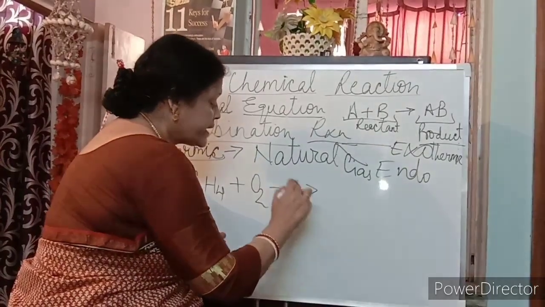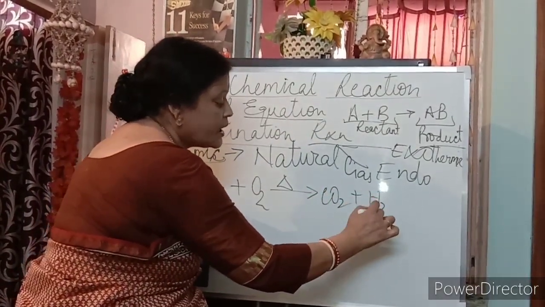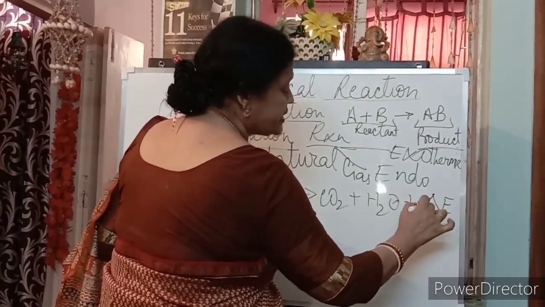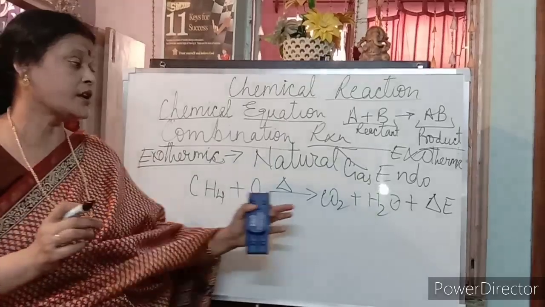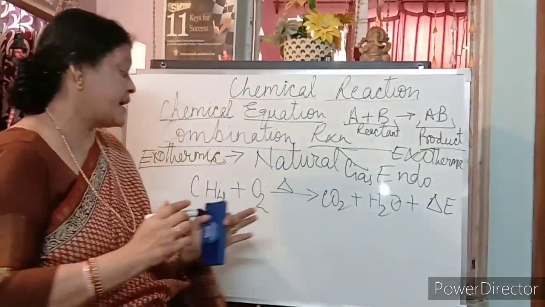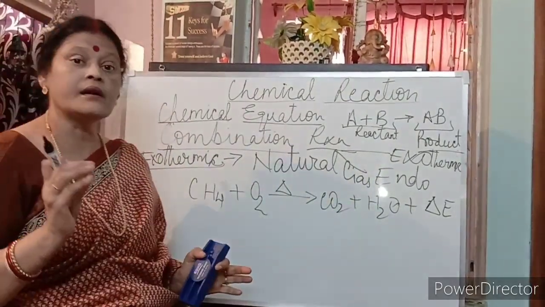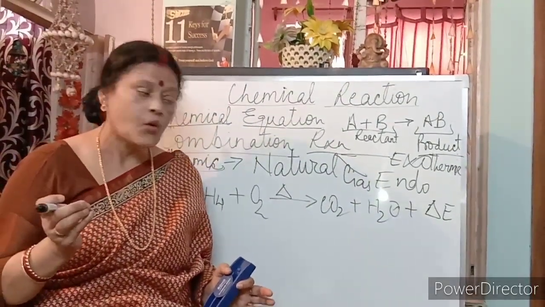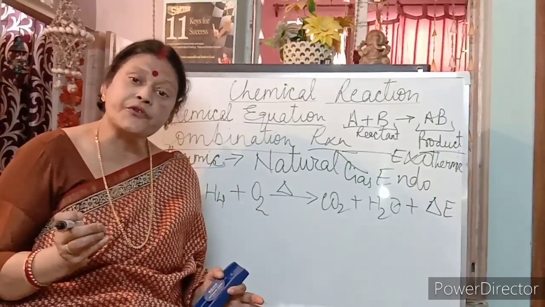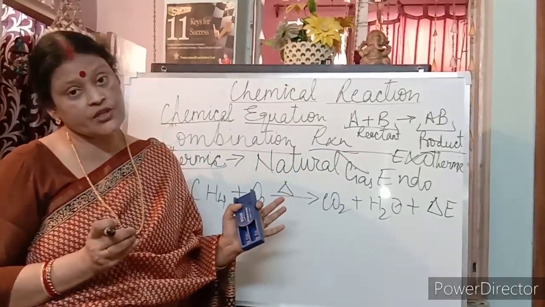Now when we are heating this, what will be formed? CO2 plus water plus delta energy. Now, what is the meaning of delta? Delta is a symbolic representation of heat. So heat energy is released, and this reaction is also known as combustion reaction. Already in earlier classes, you have studied what combustion reaction is. When any substance or fuel is burnt in presence of oxygen, it is known as combustion reaction.